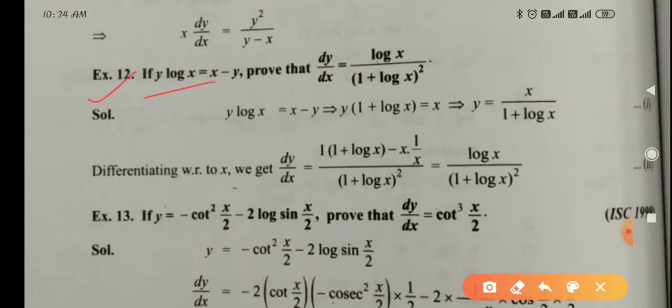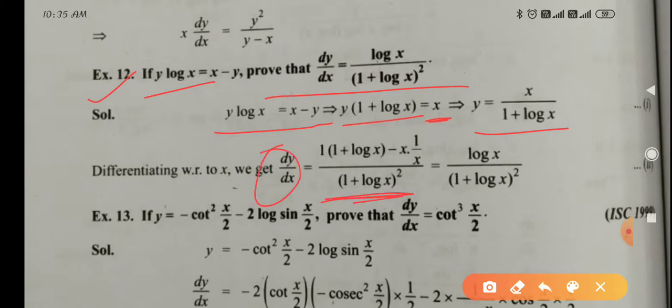Now next example, you can see example 12. y log x equals x minus y. Prove that dy upon dx equals log x upon 1 plus log x whole square. First of all, you simplify this. Y log x equals x minus y is given. You take the terms having y to one side. So y log x plus y, and take y common. So y times 1 plus log x equals x. So y equals x upon 1 plus log x. Now you can apply the u upon v formula. Dy upon dx equals, with v whole square in the denominator.